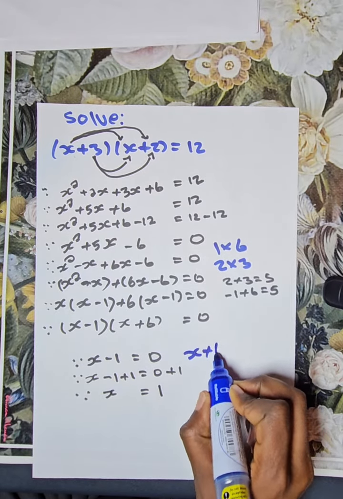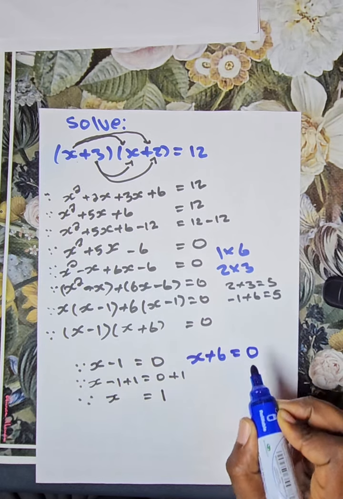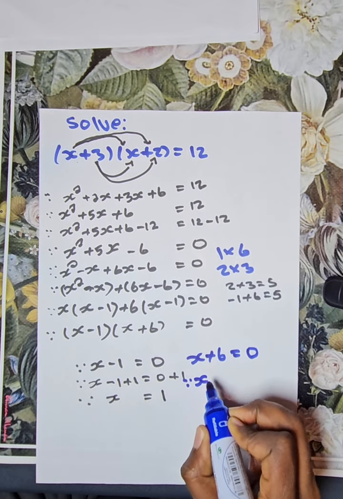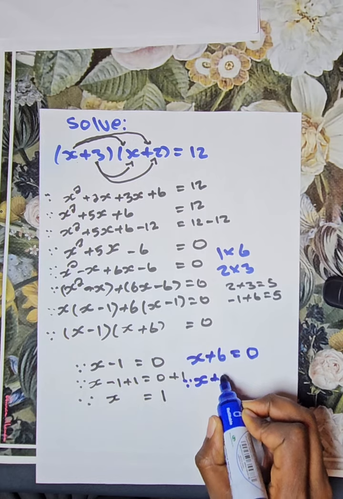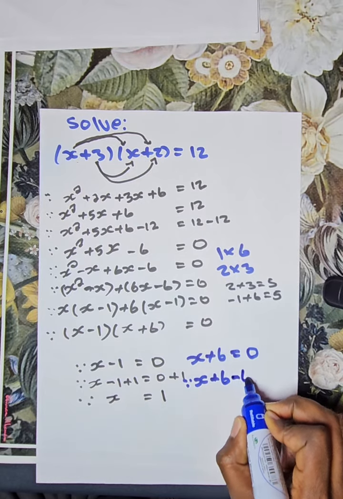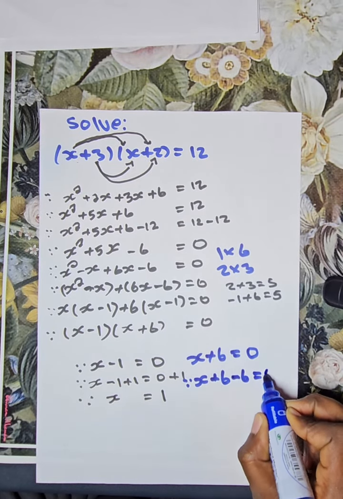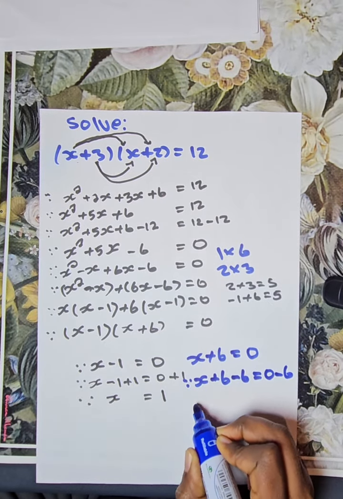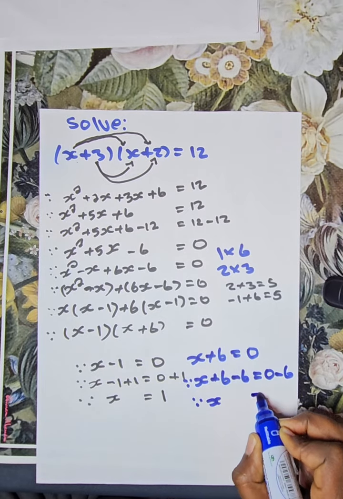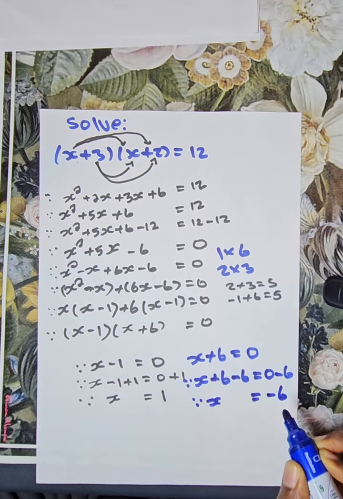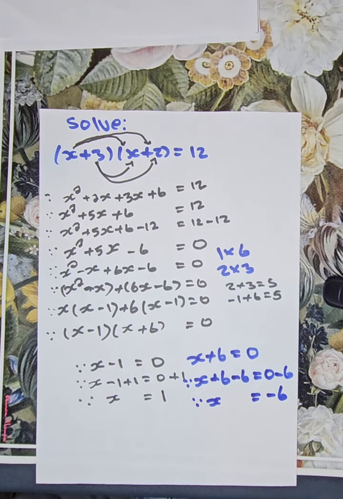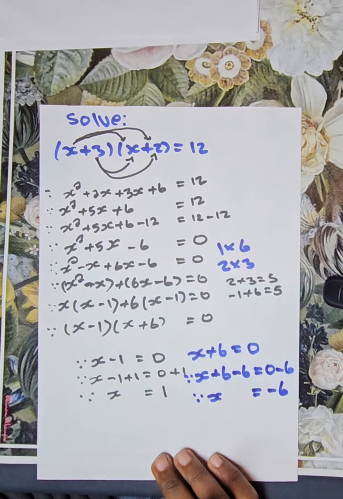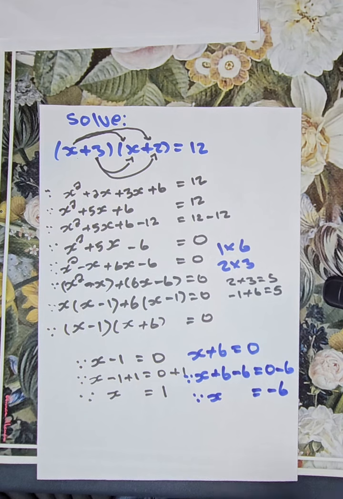On the other side, we have x plus 6. Therefore, let's take it also and put it equal to 0. Now, let's get rid of plus 6 in order to isolate the x. We're going to therefore subtract 6, and remember to subtract from the other side. This therefore gives x equal to negative 6. Now we have found two solutions, 1 and negative 6, and we know this is because our equation was a quadratic equation where the highest power of x was 2.